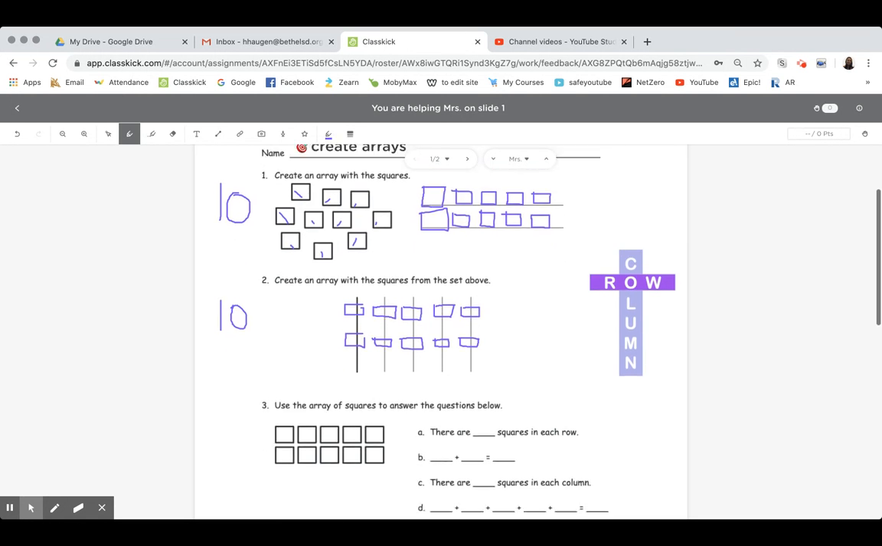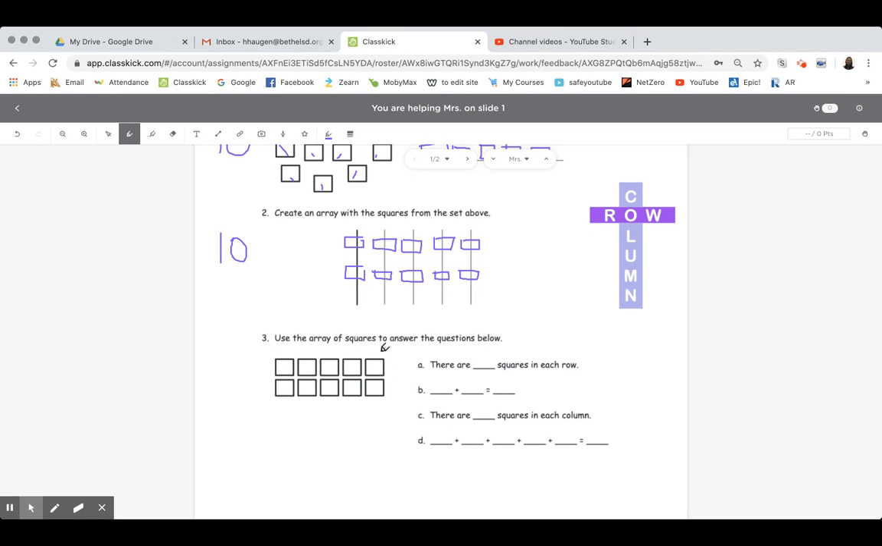So number 3 says, use the array of squares to answer the questions below. So we're going to use this picture they drew us here. A says, there are blank squares in each row. Well, remember, rows go sideways. And I know there are 1, 2, 3, 4, 5 squares in the top row and 5 squares in the bottom row. So because I have 5 on the top and 5 on the bottom, my repeated number here is simply 5. And you all know that 5 plus 5 equals 10.